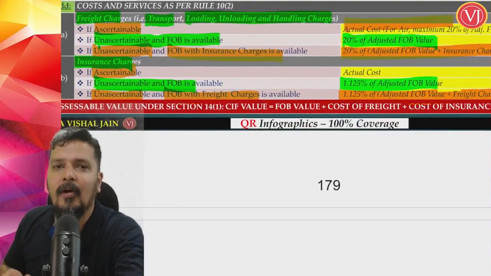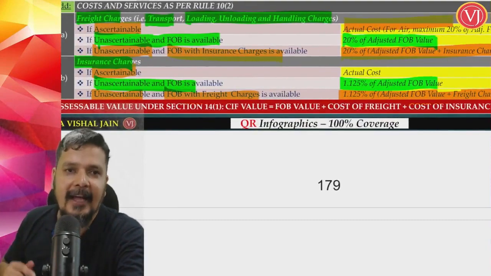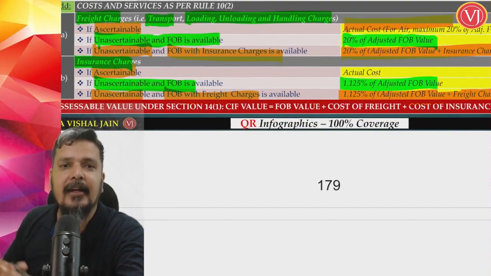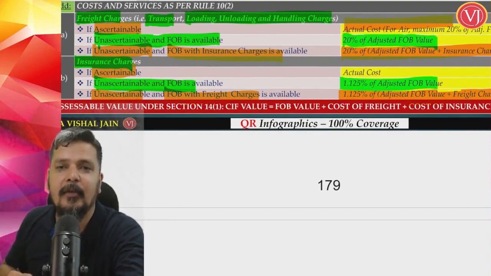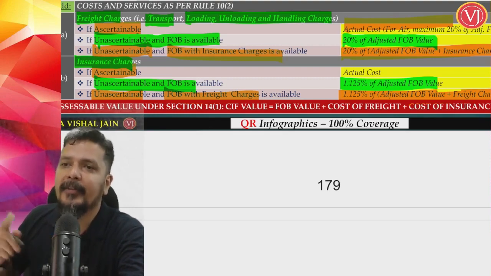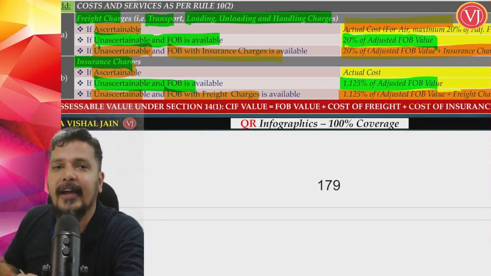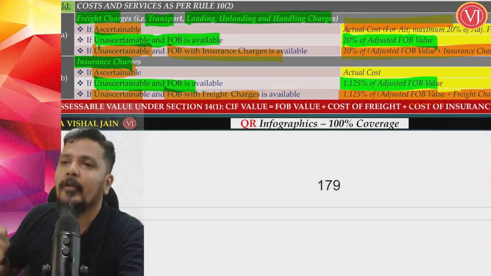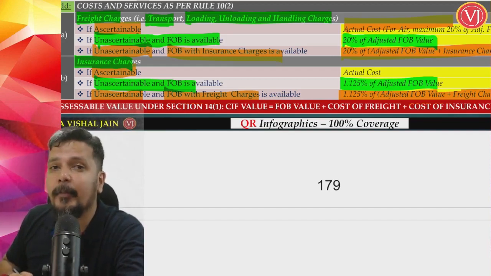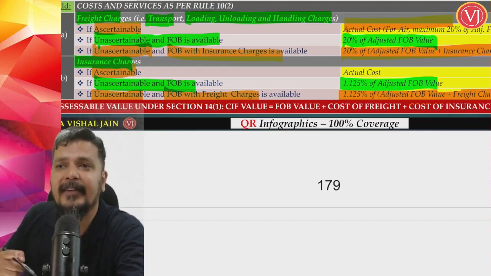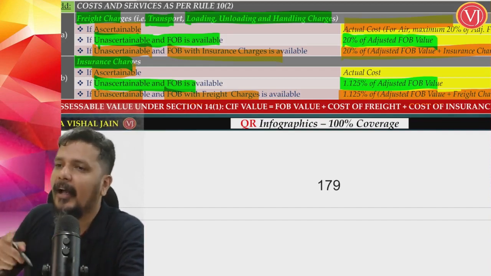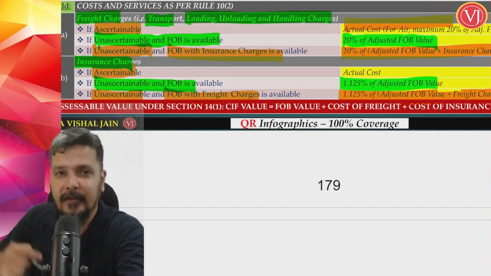If you know the freight, add actual, but one catch for air: it is actual or 20% of adjusted FOB, whichever is lower. If you don't know the freight, you know the FOB, 20% of adjusted FOB, not FOB. If you don't know the freight, you know FOB with insurance, 20% of adjusted FOB, not FOB. Adjusted FOB, which means FOB plus 10(1). 20% of adjusted FOB and insurance.